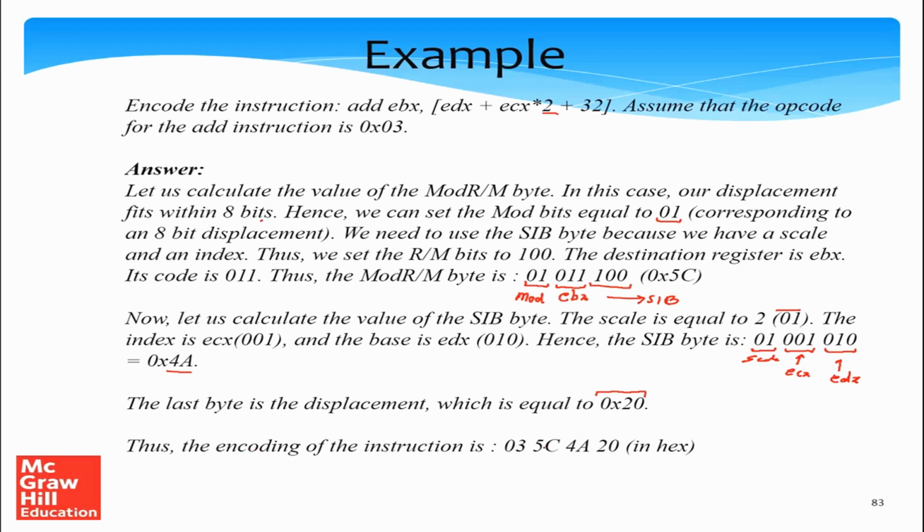Thus the encoding of the instruction will be 03 for the opcode byte. So this is the opcode. 5C is the mod r by m, mod rm byte. 4A is the SIB byte, the scale index base byte. 20 is the displacement. So this is the 4-byte encoding of the instruction in hexadecimal.